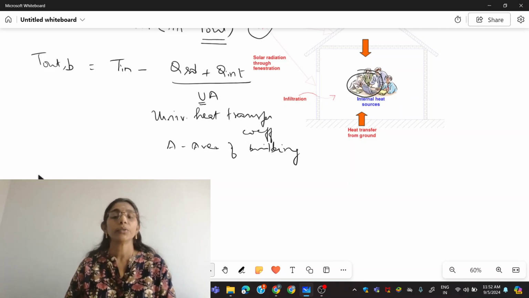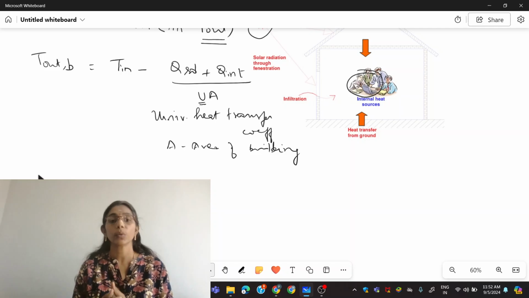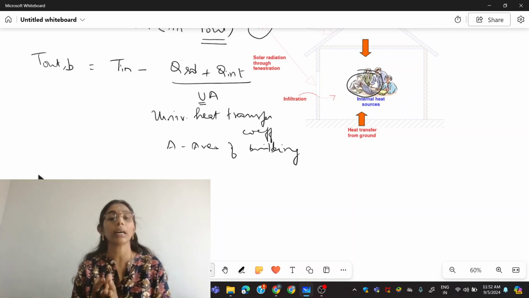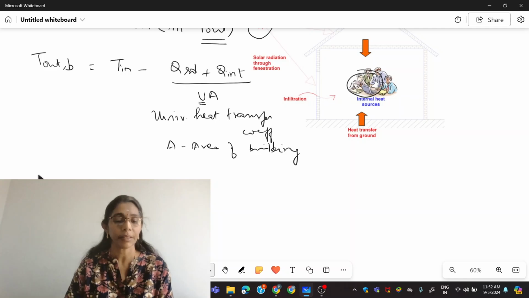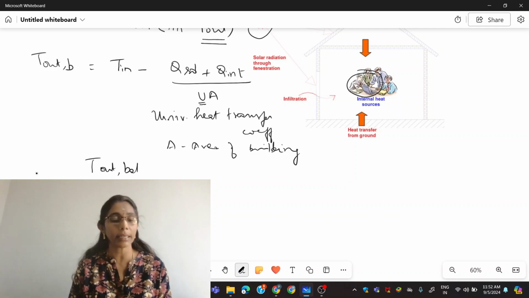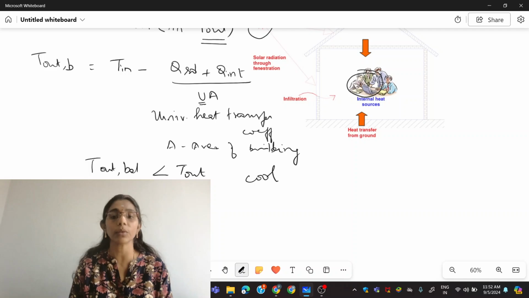Now, I told you we very well know whether heating or cooling is required. But exactly in terms of temperature, how much is needed? How much is the heating load? For that, there is a thumb rule. You can just note down: whenever this T out, that is the balanced condition outside temperature, is less than the outside temperature, then definitely we have to go for cooling of the building.